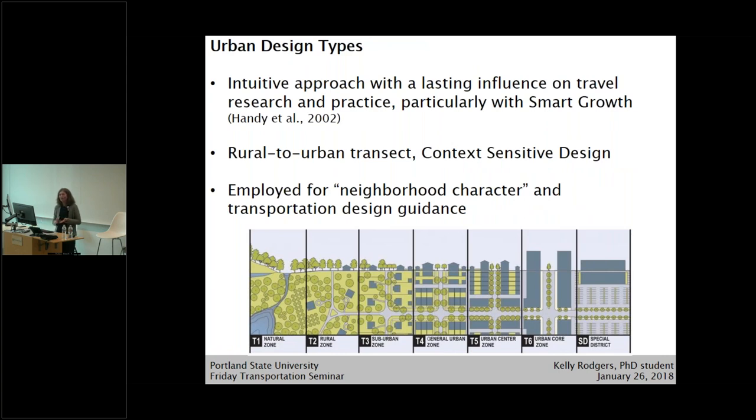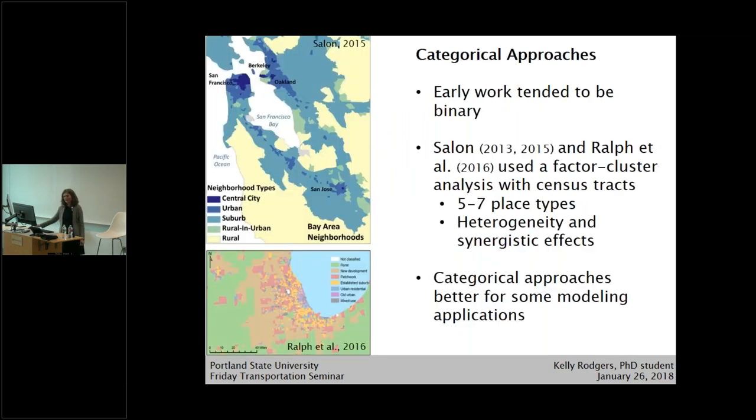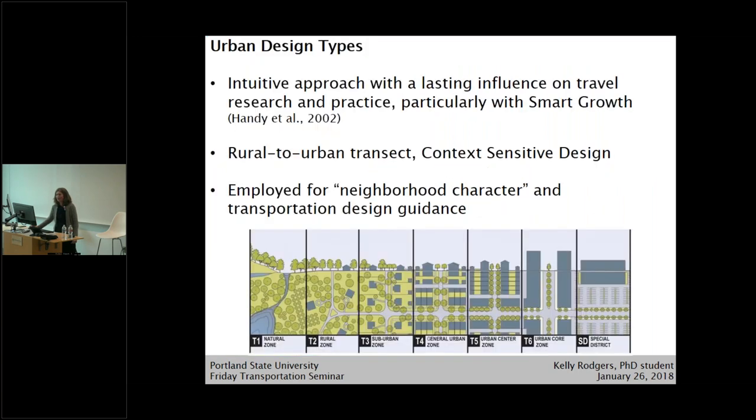So really quickly, I'm just going to talk about a few of the categories. I'm not going to go into each study. So there's the urban design type, and this is a more intuitive way of looking at the built environment. If you're a designer in particular, you're looking at the environment and making some decisions about what this looks like. And an example of this is the rural to urban transect.